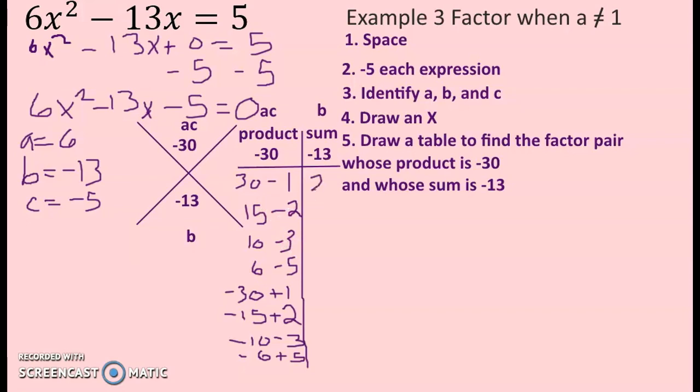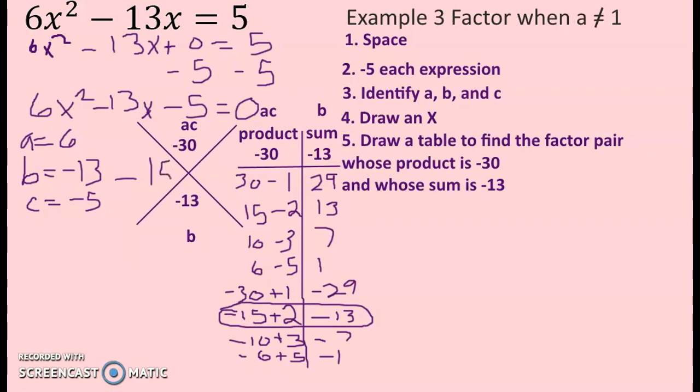So we have 29, that doesn't work, 13, 7, 1, negative 29, negative 13, oh, it looks like we found it, negative 15 and positive 2. So in this case, negative 15 and 2 are our factors. We're going to write those in our X.